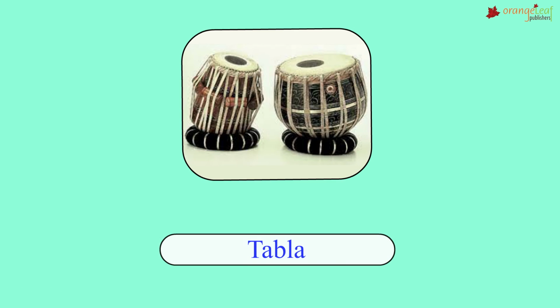Next comes the tabla. A tabla is a pair of twin hand drums from the Indian subcontinent. Tabla is an instrument in Hindustani classical music where it may be played solo or as accompaniment with other instruments.